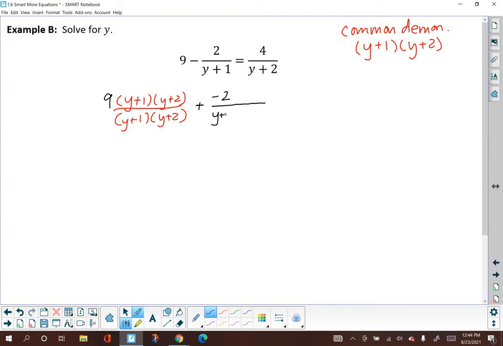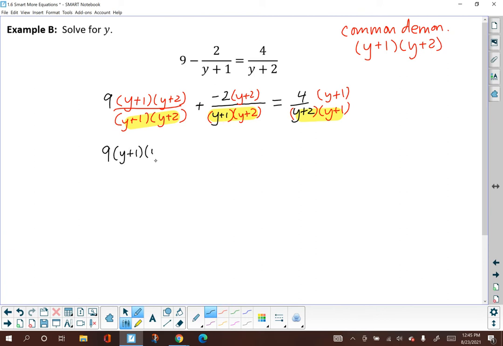This already has a y plus 1, so we need to times it by y plus 2 over y plus 2 to get that common denominator. And on the other side of the equation, we already have a y plus 2, so we're going to multiply it by a y plus 1 over y plus 1. So we've got the same denominator for every term now. So we can focus on our numerators.